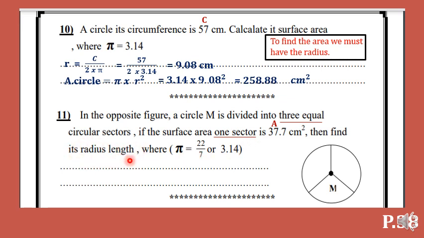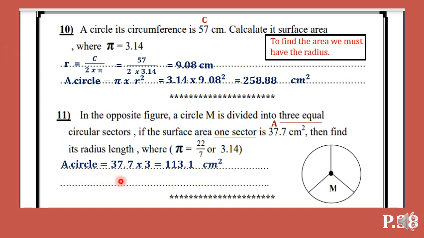Can I find the radius length given the area of only one sector of the circle? No. First, we must find the area of the whole circle. When I have a circle divided into 3 equal parts, I have the area of one part. So, the area of the whole circle will be what? It will be 37.7, the area of one sector, times 3, which equals 113.1 square centimeters.